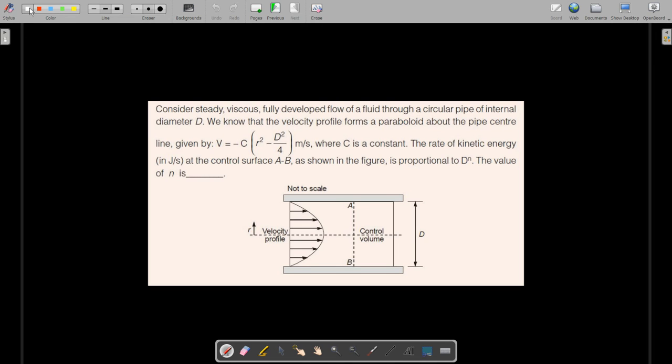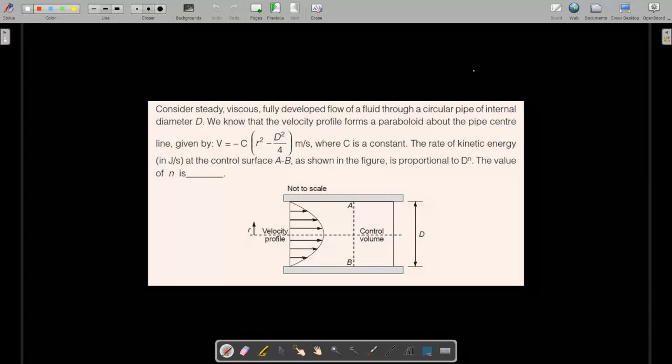Welcome back aspirants on MacTech 40, and today we will solve one question based on flow through pipes, and this question has been asked in GATE 2020. This question is a very basic question, but you require some fundamentals.